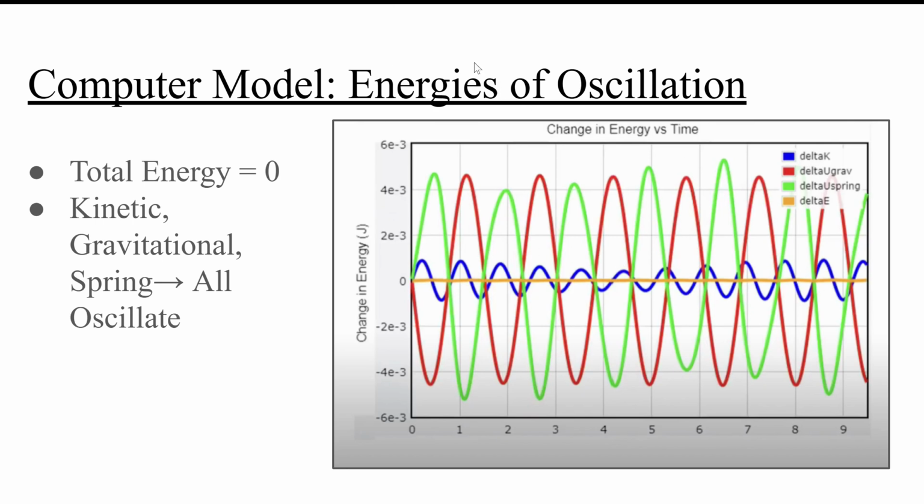Here was the final output from the Python script. You can see the computer model outputted a graph of all of the energies. The main important observations to make are that the total energy remains at 0 throughout, which is represented by the orange line, and that the kinetic, gravitational, spring energies all oscillate back and forth in an even manner.